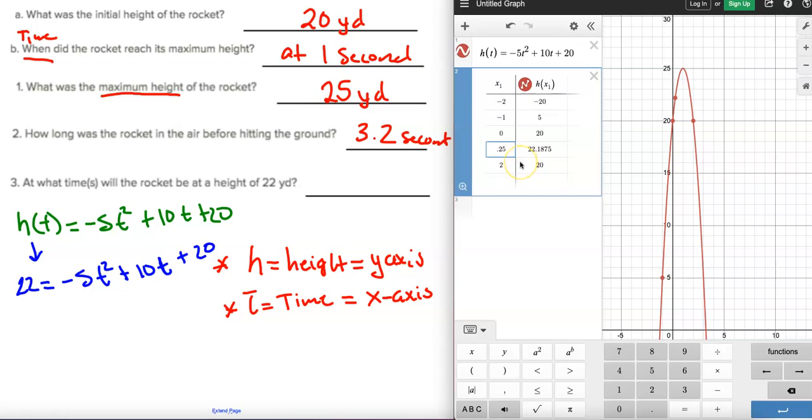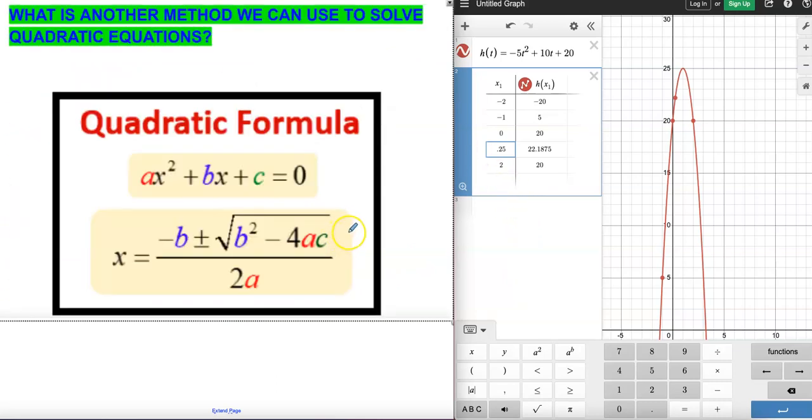If I want to be more precise, I can use what we call the quadratic formula, and I'm going to show you how to do that, which is going to allow us to find these values for t. It's going to allow us to solve this equation for t. Let's take a look at an example and see what the quadratic formula is all about. What is another method we can use to solve quadratic equations? That is using the quadratic formula.